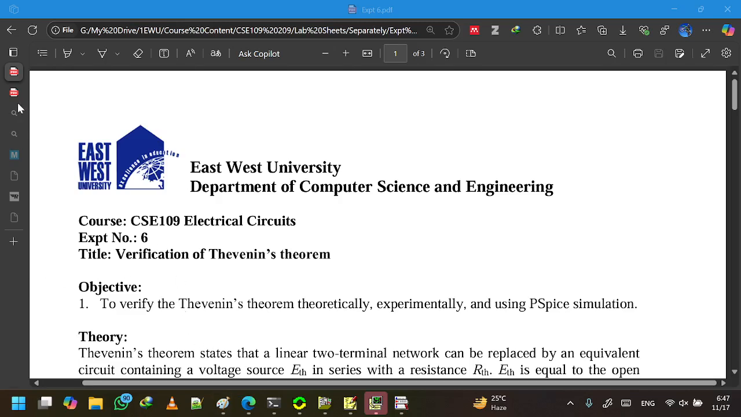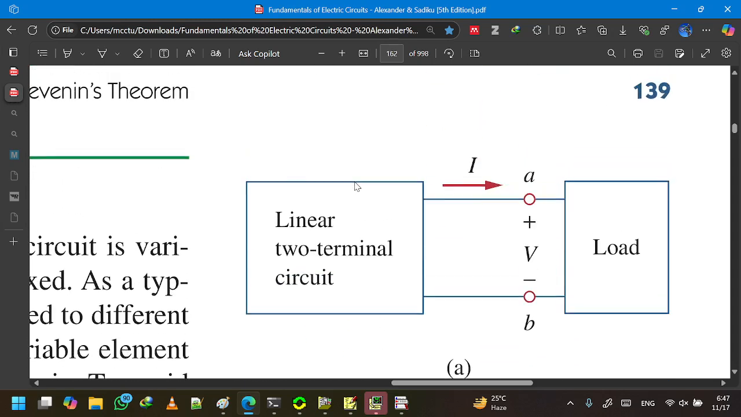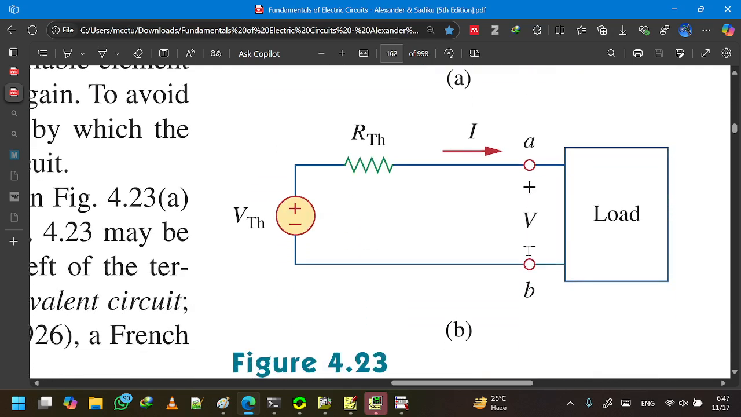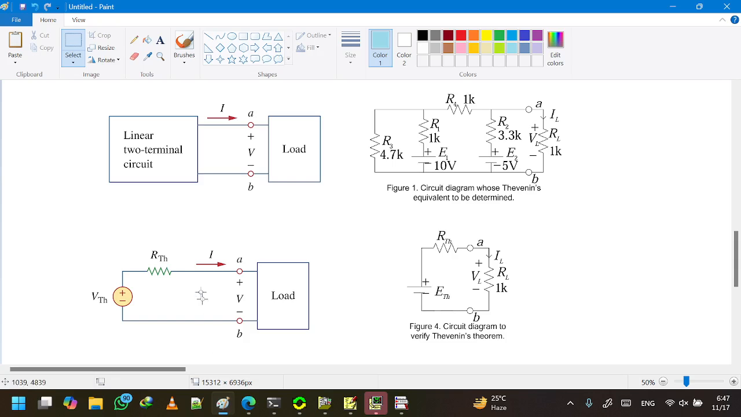So Thevenin theorem says that any linear two-terminal circuit, where linear means the circuit does not have any capacitor or inductor, and the circuit has two terminals, terminal A and terminal B, can be represented with a simple circuit that has only one voltage source and a resistor in series connection with it. So any linear two-terminal circuit can be represented with a simple circuit like this. This simple version of the circuit is called the Thevenin equivalent circuit.